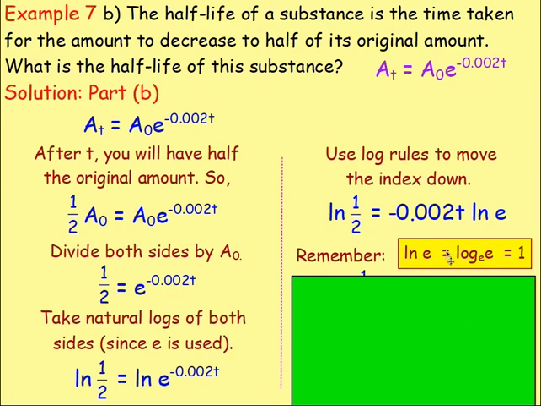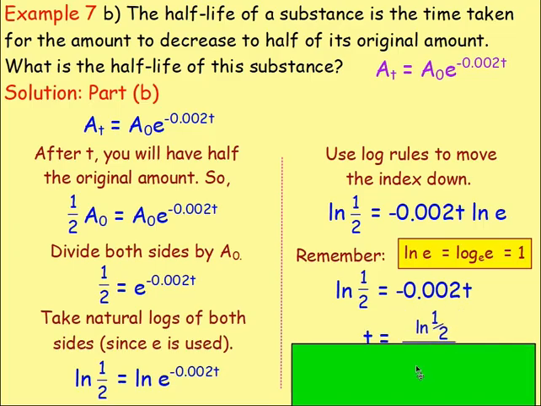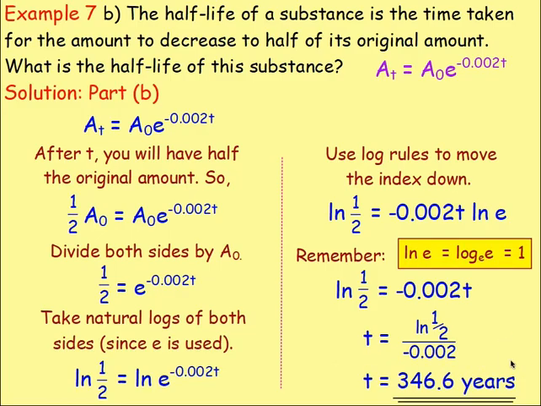So you'd have ln 1/2 equals negative 0.002t. From there, we do want to work out the value of t, so divide both sides by negative 0.002. So you've got ln 1/2 divided by that. And if you put that into the calculator, that will give you 346.6 years to one decimal place.